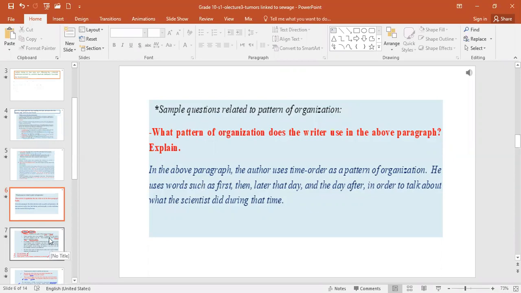Now, Yaoub, how many patterns of organization are there? How many patterns did I teach you? Jacob? Celia, how many patterns of organization are there? Seven. 7. Thank you, Ahmed. Thank you. Okay.